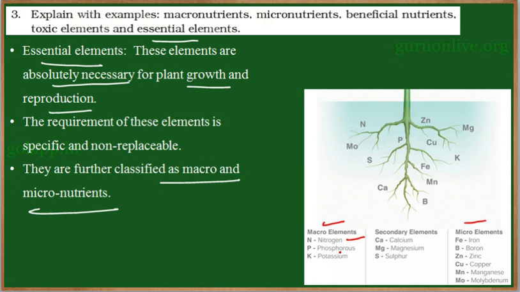Nitrogen is the only one that can serve. So these are the different types of nutrients which are required by the plant for survival, reproduction, growth and development.